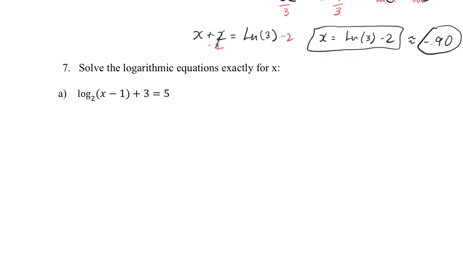Question 7 is also from section 4.5, solving a logarithmic equation. Now, to cancel a logarithm, remember we have to use a base, so we're going to use a base of 2. But before we use a base of 2 to cancel a logarithm, this should be the only term on that side of the equation, so we need to subtract a 3. We have log base 2 of x minus 1 is equal to 2. Now we cancel a logarithm using a base of 2.